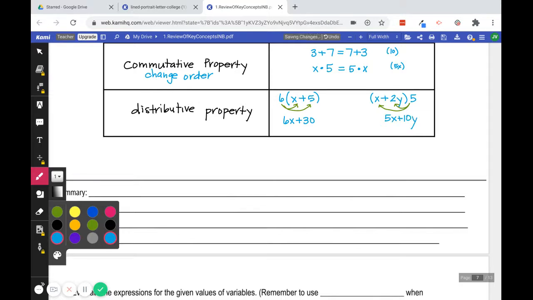So these are all of our properties that we have. We're going to do some practice with these, but hopefully this gives you an idea of what's going on. So you got this. You can do this. Ready, go.